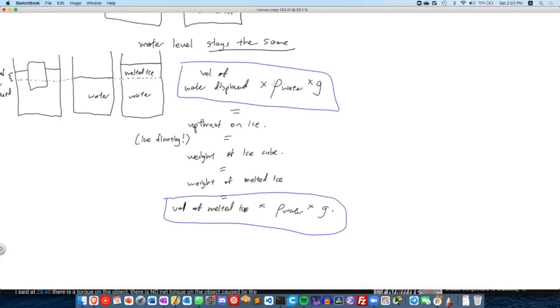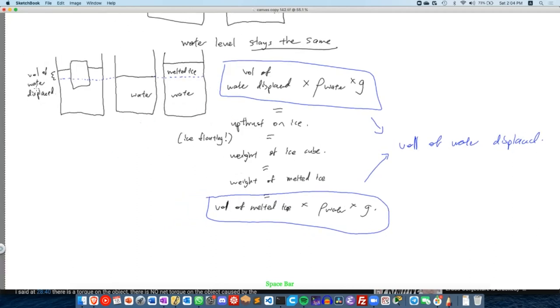Cancelling the density of water and g, we get the conclusion that the volume of water displaced when you put the ice cube inside, what I mean is that this volume of water displaced when the ice cube is inside, equals the volume of melted ice.